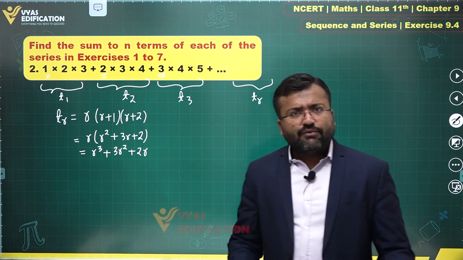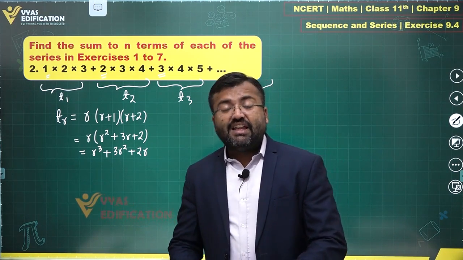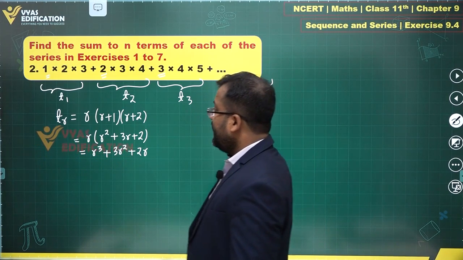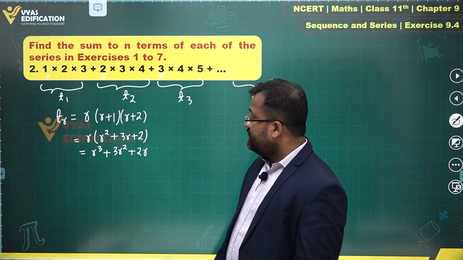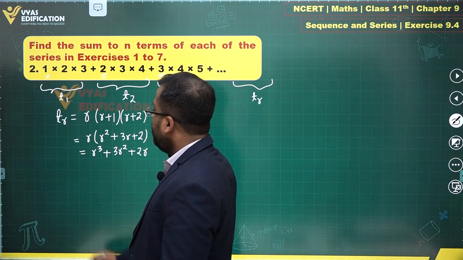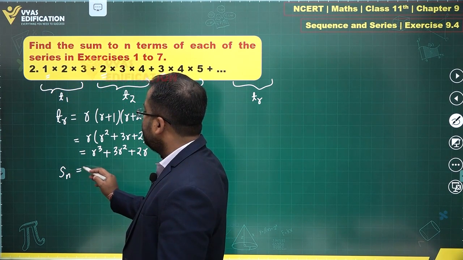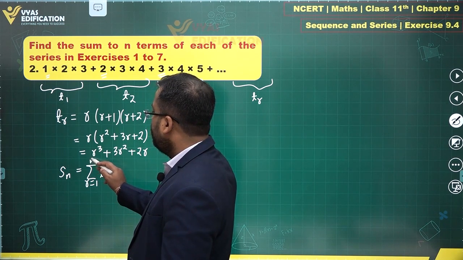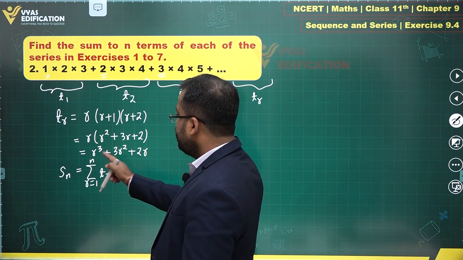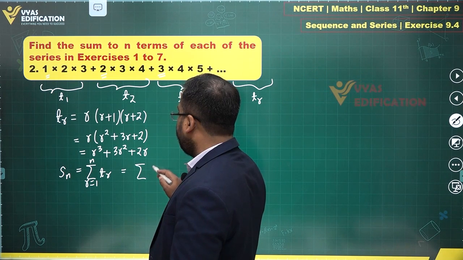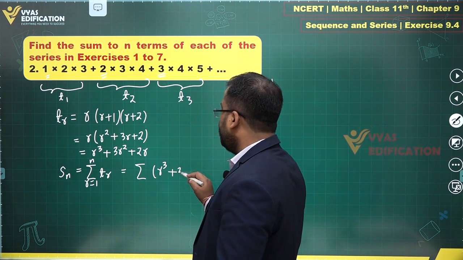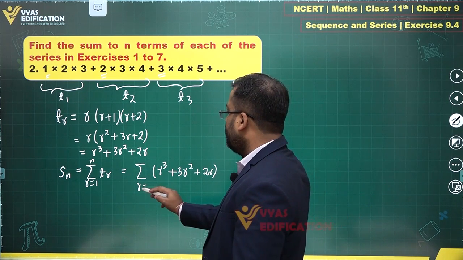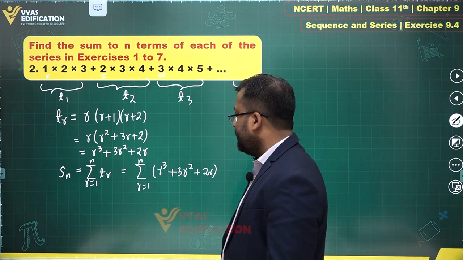Which method are you following? I am following the original method first of all, and then we'll see the other method later on. TR is equal to R power 3 plus 3R square plus 2R. Sn will be sigma TR from R equal to 1 to N, that is, sigma of R cube plus 3R square plus 2R, R equal to 1 to N, is what we are interested in, right?